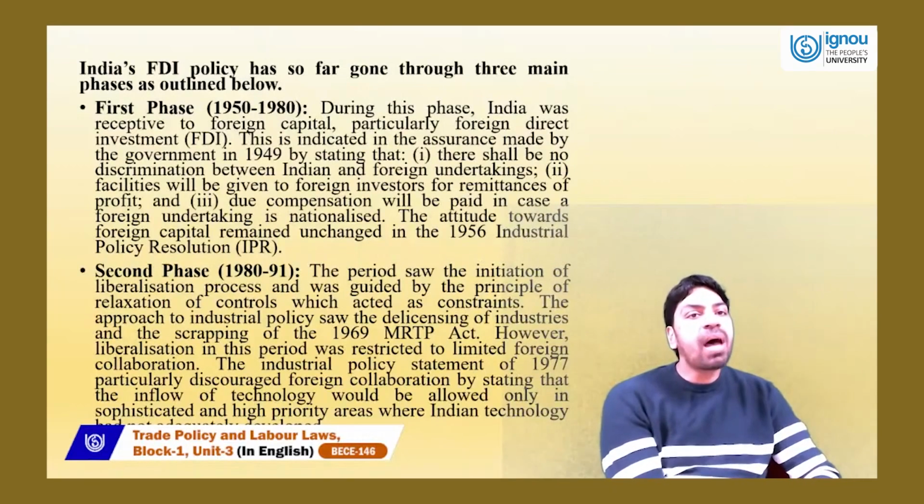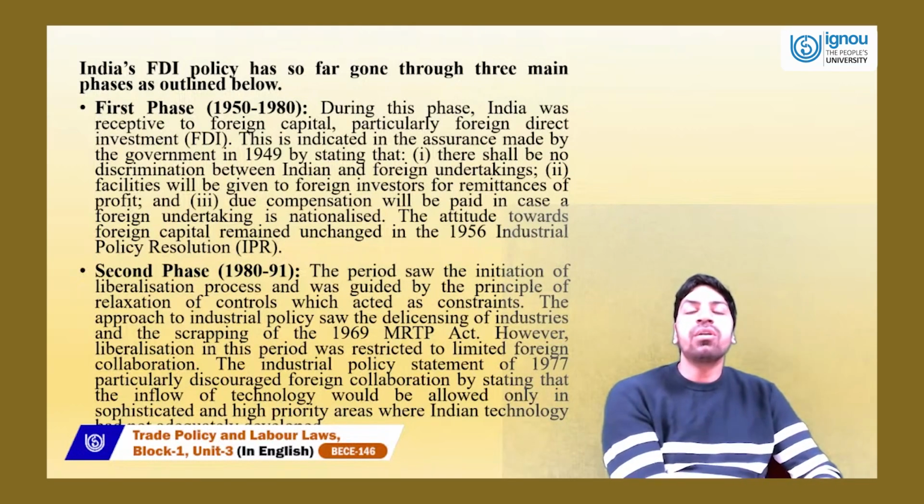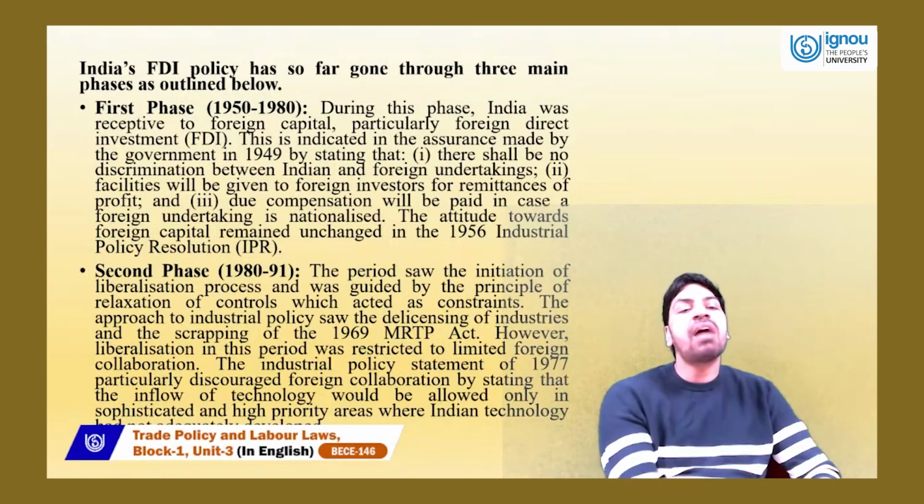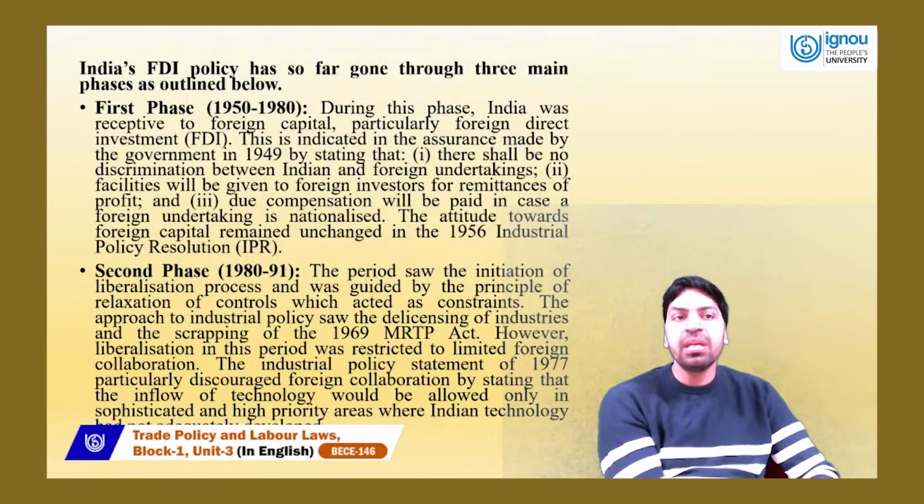So when we talk about the foreign direct investment policy, it has gone through three main phases, which are given below. The first phase is 1950 to 1980, the second phase is 1980 to 1991, and the third phase belongs to after 1991, that is, post 1991.